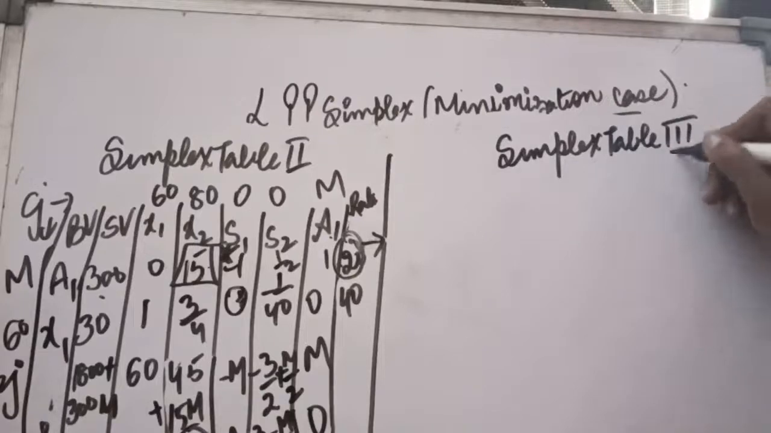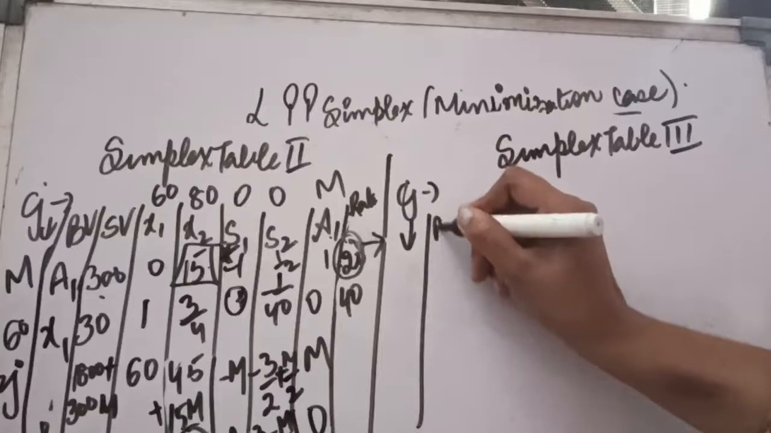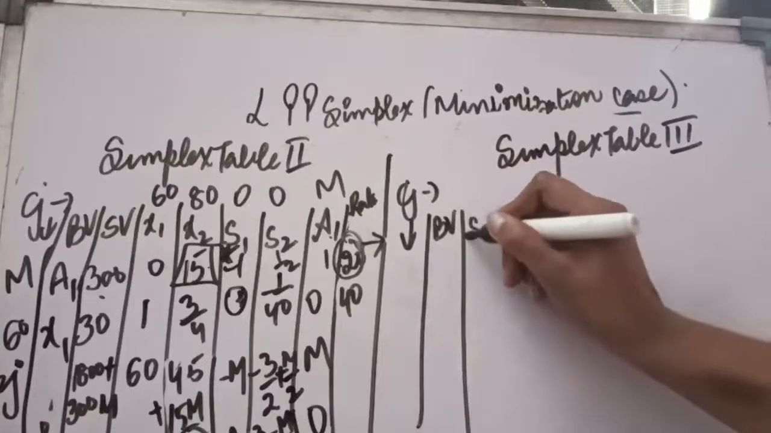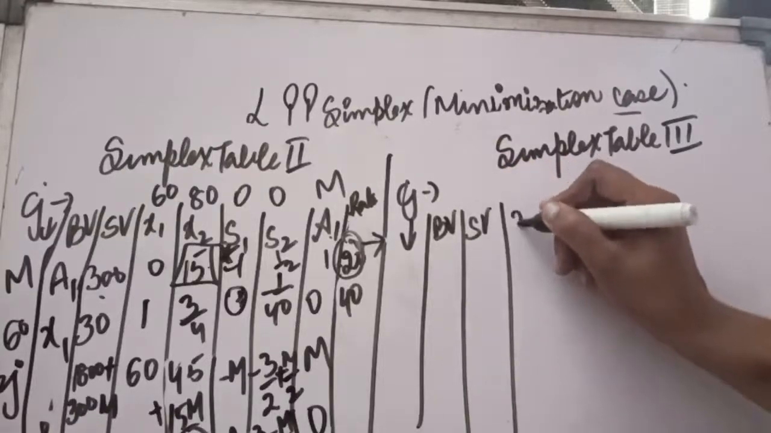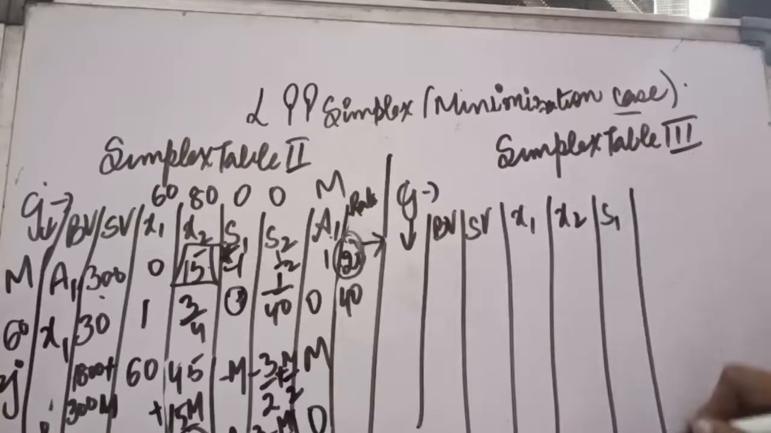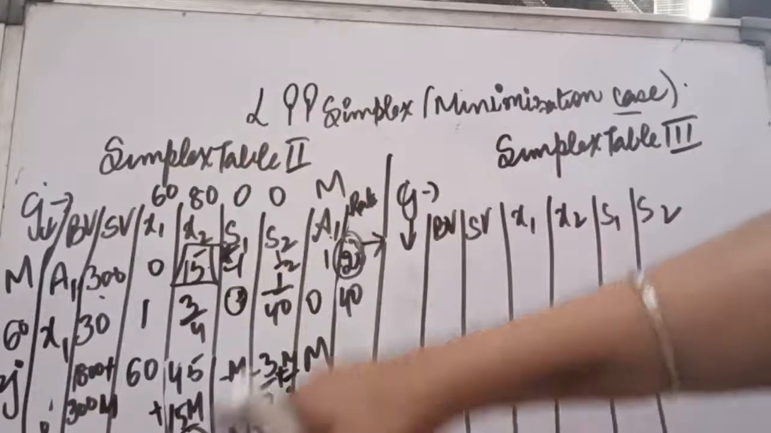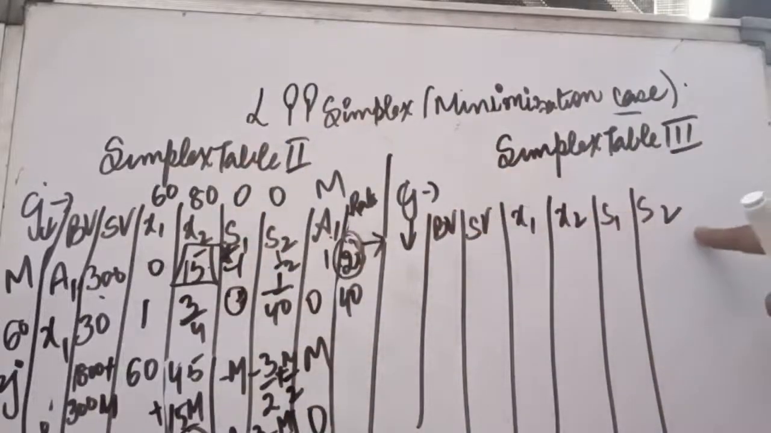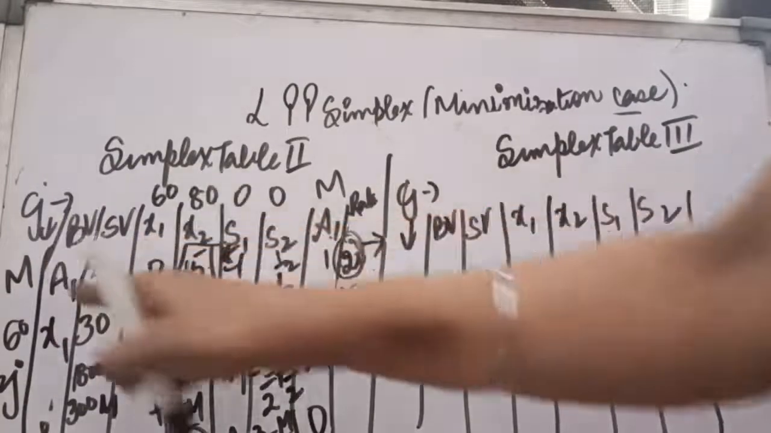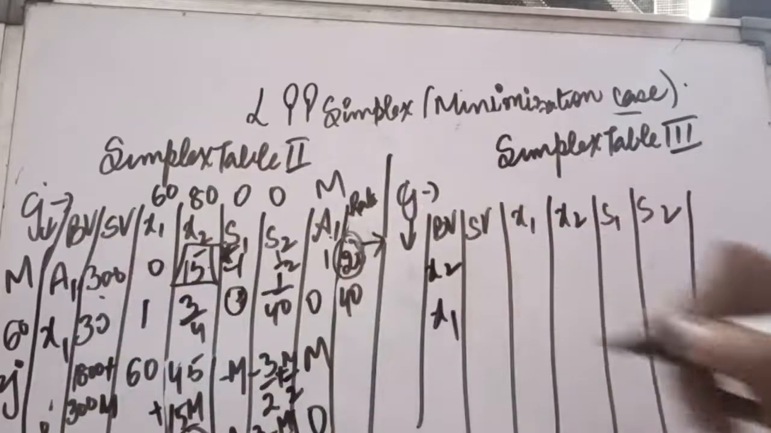Now for the simplex table number 3, again the columns will be the same as we have done. Cj, then the basic variable column, solution value column, then x1, x2, s1 and s2. Now you can see what is leaving, this first row, that is a1. When a1 is leaving, x2 is entering. So we need not make a1 here also. So the task of a1 is done. Now in the place of a1, x2 will be entering, x1 will be at its own place.